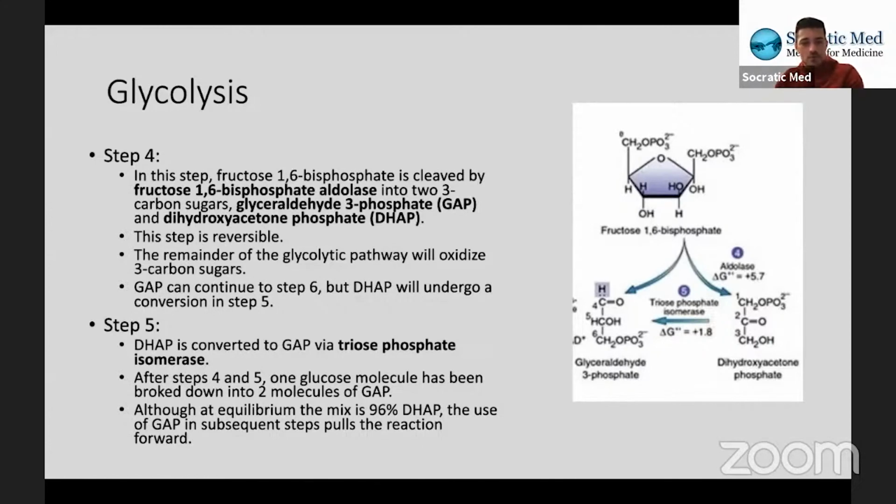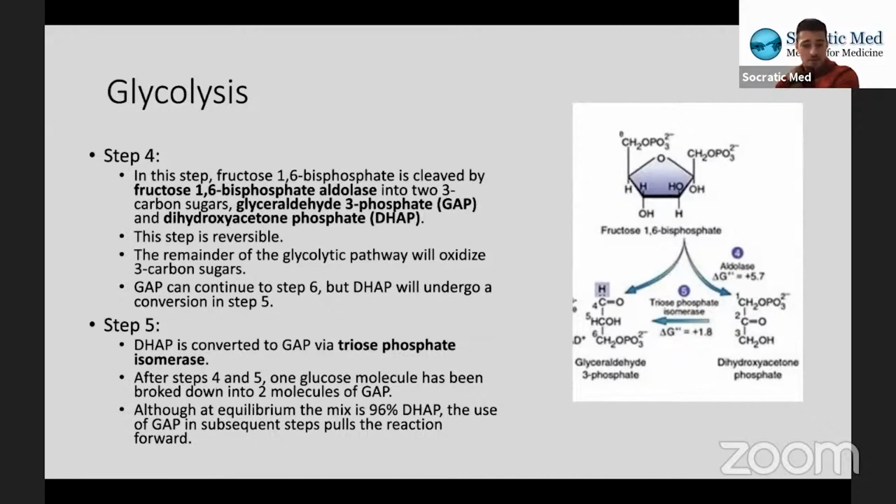So the GAP that was produced can continue on to step 6. It actually skips step 5 because step 5 is just concerned with converting DHAP into GAP. Because DHAP we can't really do anything with. We need that GAP in order to move on to step 6. So step 5 is here. We have DHAP that is converted to GAP, and the enzyme that's responsible for that is called triose phosphate isomerase. Again, it's just another isomerase. We're just switching some atoms around, but it's basically the same empirical formula.